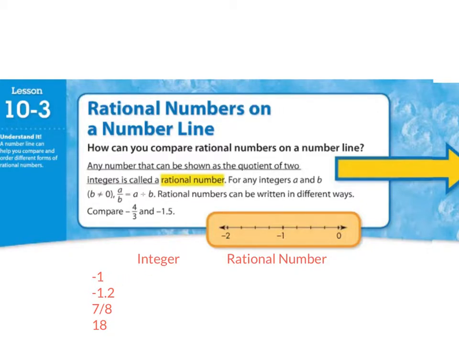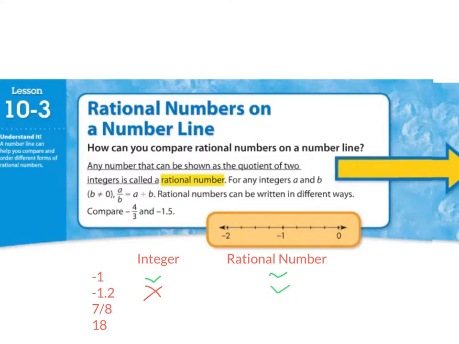-1. Is that an integer? Yes, it is. And it is also a rational number. You're going to begin to see the difference here. -1 and 2/10, -1.2. Is that an integer? It's not a counting number, so no, but it is a rational number.